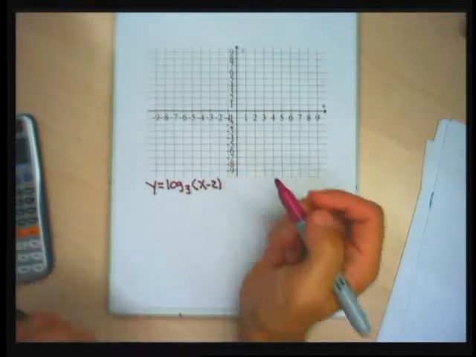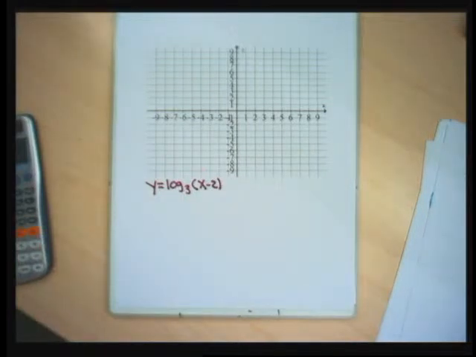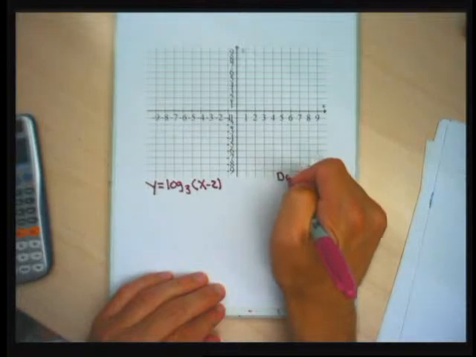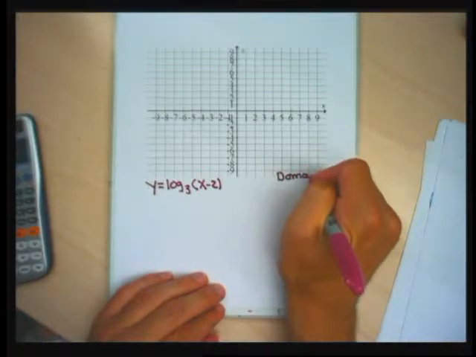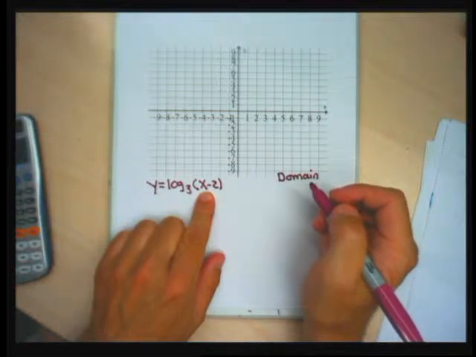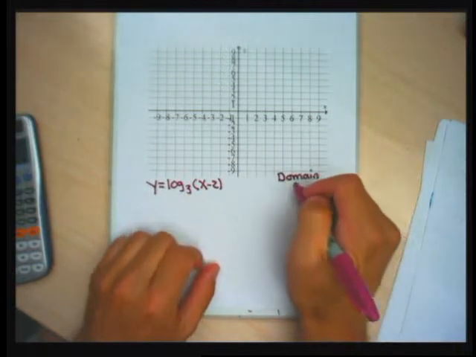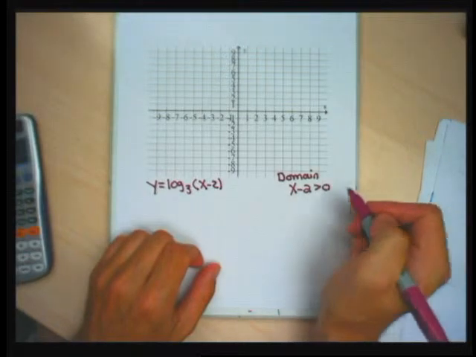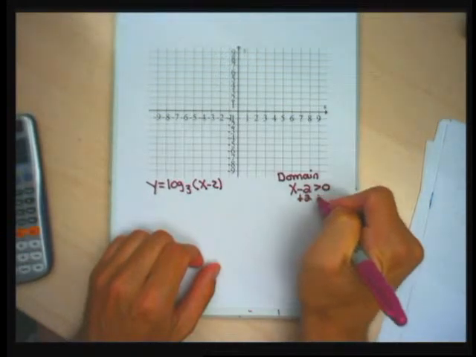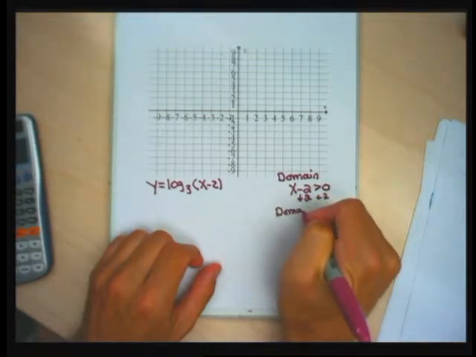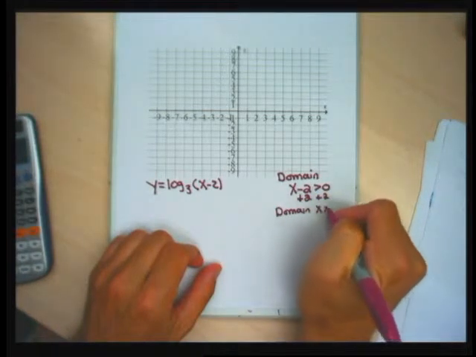For any logarithm I'm going to graph, the very first thing I do is deal with the domain, because that's going to tell me where the graph exists and where the graph doesn't exist. I take the argument, which is the part that's not the base of the logarithm, and set it greater than 0. For this, I'll add 2 to both sides. The domain of this function is going to be x is greater than 2.